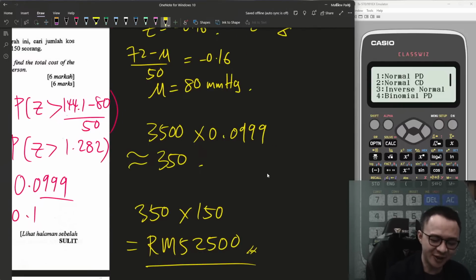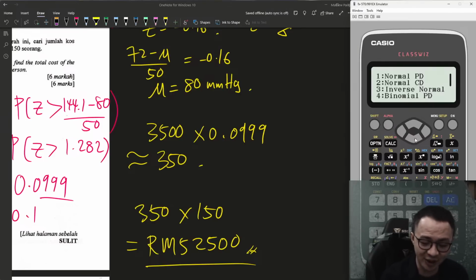Oh, PD is not mistaken. It's called probability density. Is it called probability density? Normal probability density? Not sure. I don't want to tell something wrong. But you never use normal PD. You only use the normal CD. But for binomial, yes, you can use both PD and CD.